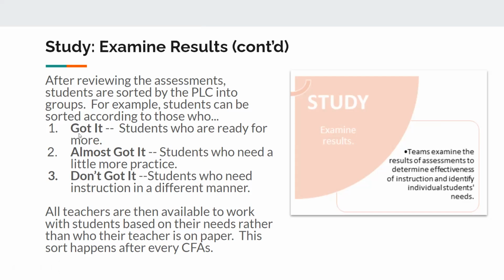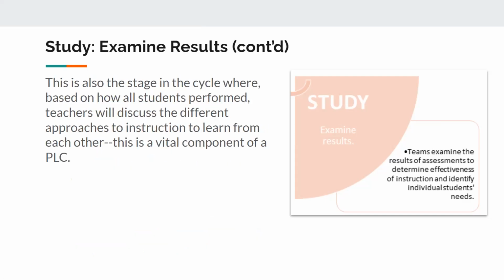Well, if there's 4 of you, you could have one teacher with the got it, one teacher with the don't got it kids, and then two teachers with the almost got it students. And it really does not matter who the teacher of record is, who the homeroom teacher is, because as a PLC, you're working together to support these students. So all teachers are available to work with students based on their needs rather than who their teacher is on paper. And this would happen after every CFA.